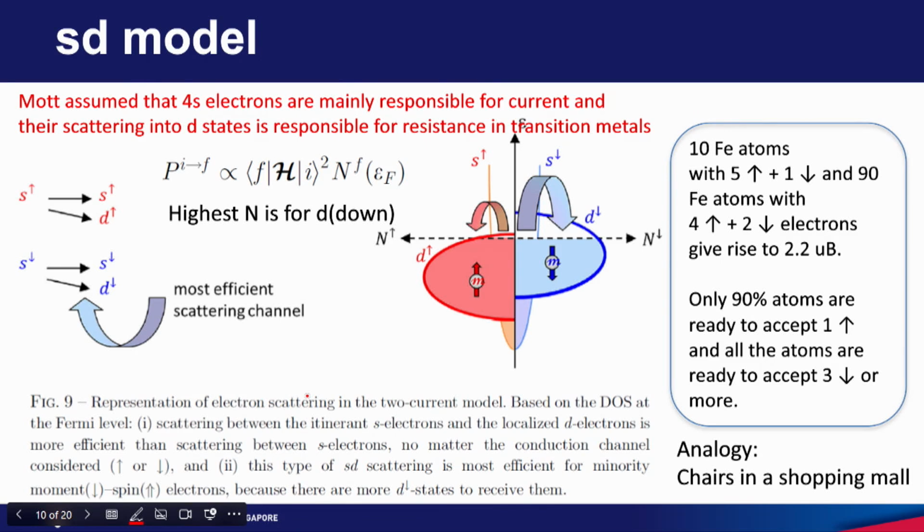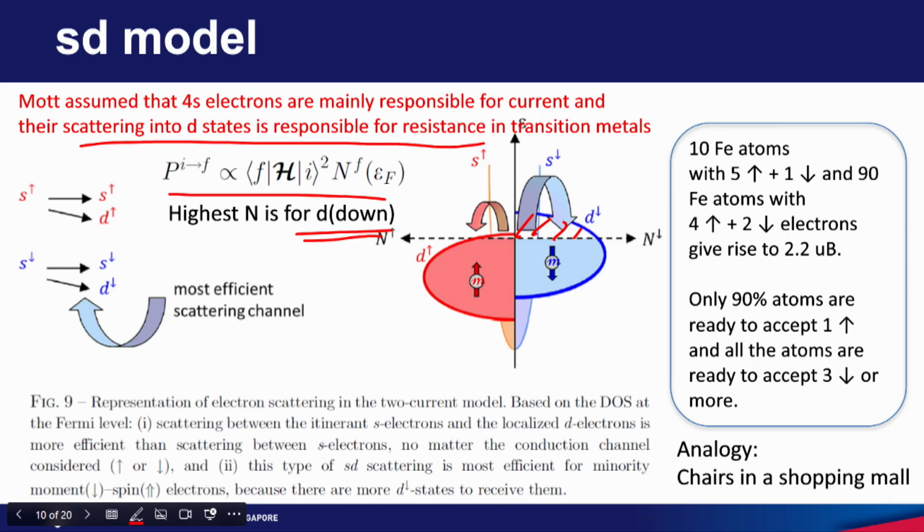So the scattering of s electrons into d state is responsible for the resistance behavior. Okay, so it's given by this Hamiltonian. The scattering probability of some electron getting scattered from s into d state is highest for the spin down electrons. To understand this one, you can look at this picture. You can see that there are more slots for s electrons to get into. That's one way you can understand.